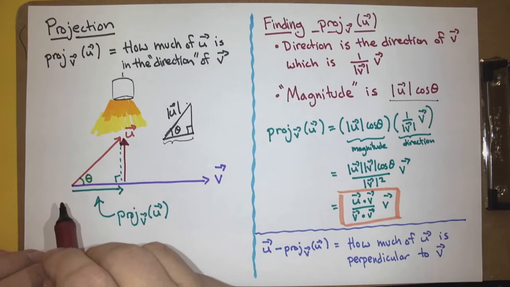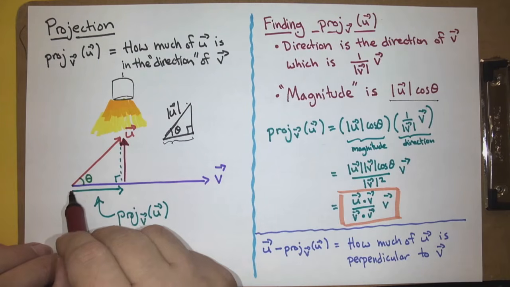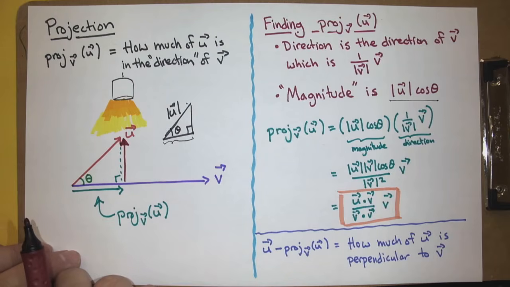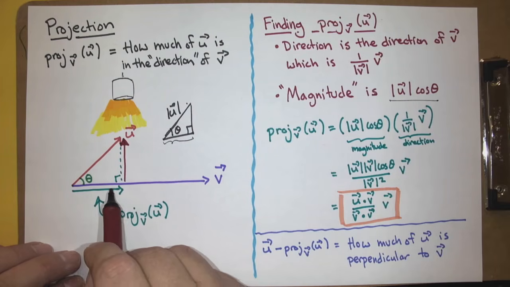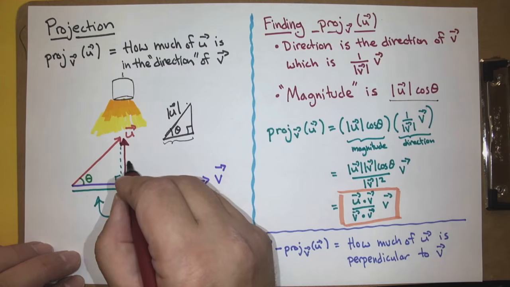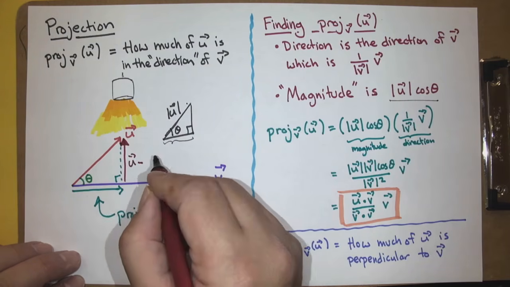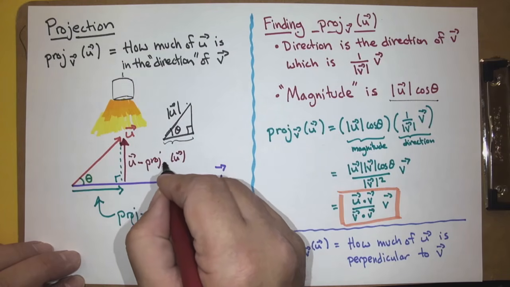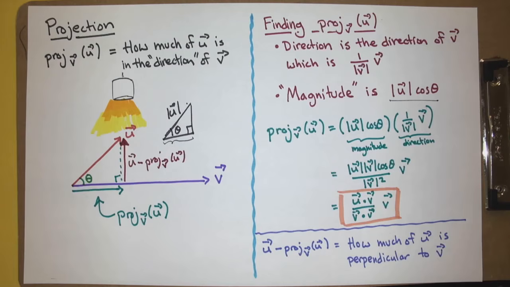But look, if you already know 2 out of 3 sides of your triangle in terms of the vector, you can get the missing side in terms of the vector. You say, well, okay, this part plus this part has to make up u. So if I take u, subtract the projection of u onto v, that's the part that's perpendicular to v. So you can answer questions: how much is parallel, how much is perpendicular. Any questions about the theory?